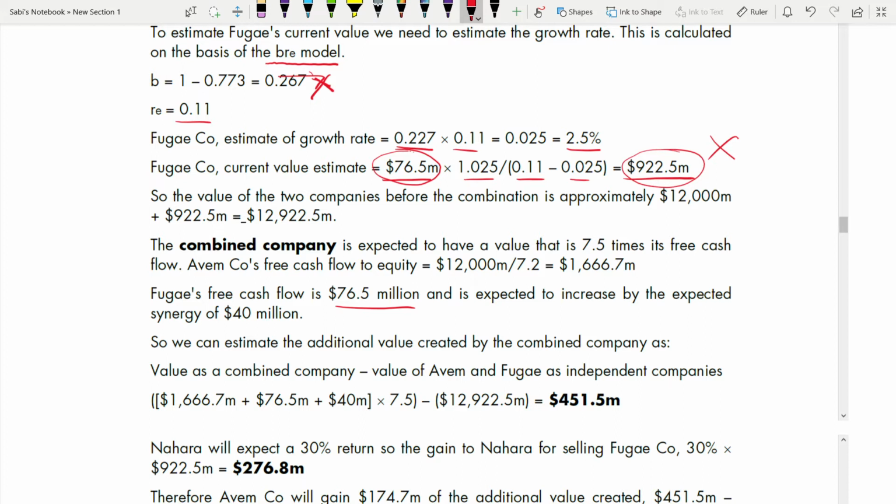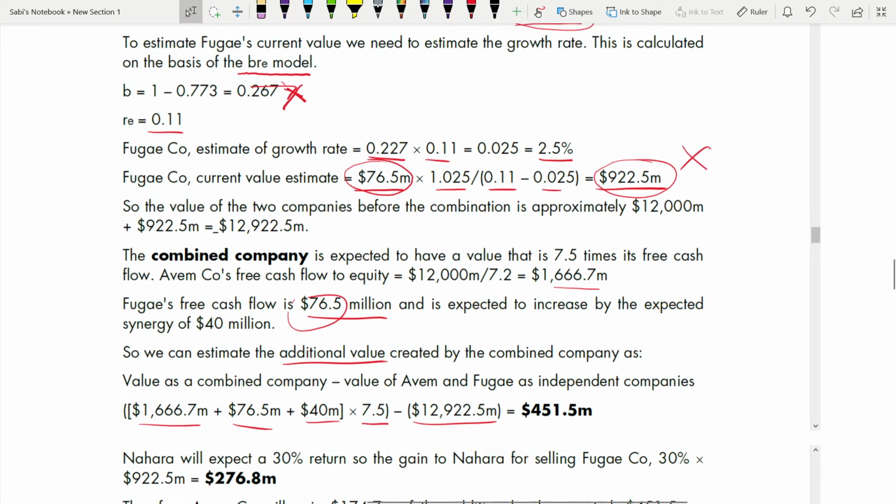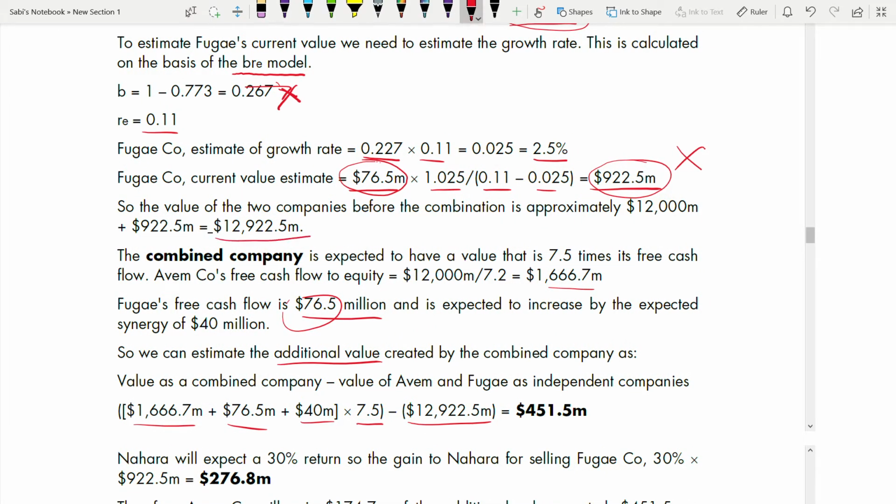Okay. So we can estimate the additional value created by the combined company as the value as a combined company minus the value of Avem and Fugai as independent companies. That is the additional value. This one, what is this? Free cash flow to equity of Avem. This one, what is it? Free cash flow of Fugai, this 76.5. What is this 40? Synergy. Add all, then multiply by 7.5, because times free cash flow, that will be your value. That minus this value. Which value? Value of Avem and Fugai separately. We just took it, where is this one? Minus it. So this is the additional value. Your combined value should be more than the addition of the two companies' valuation. So this is the additional value.